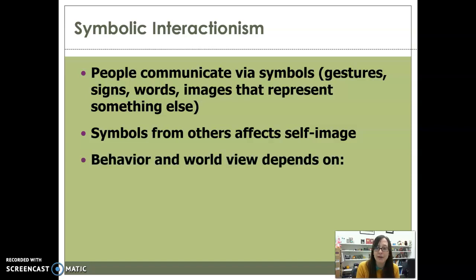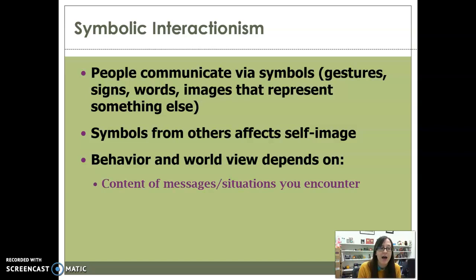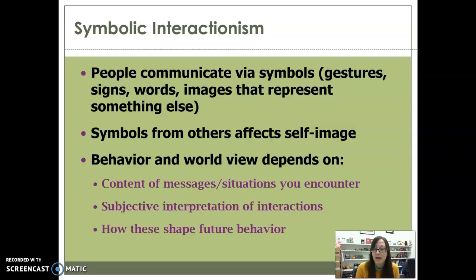And so our behavior and our worldview depends on a couple of things. It depends on the straight up content of the messages and the situations we encounter. So there is a certain level of objective content in terms of if somebody says that you're a great person or you're a terrible person. There is objective content there that will affect sort of how you feel about that person and how that makes you feel about yourself.